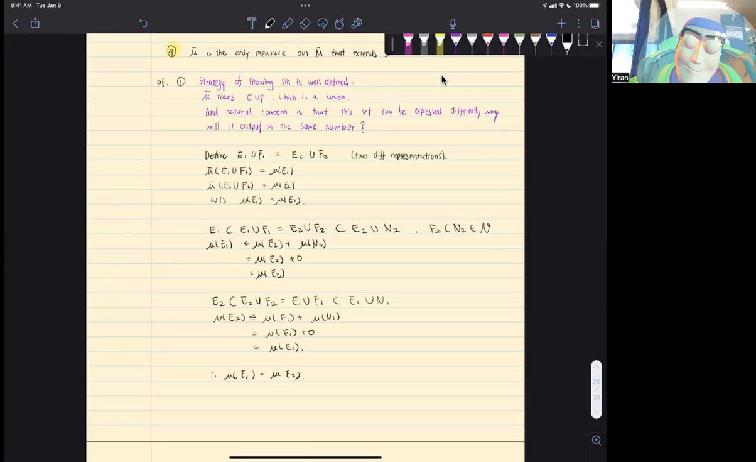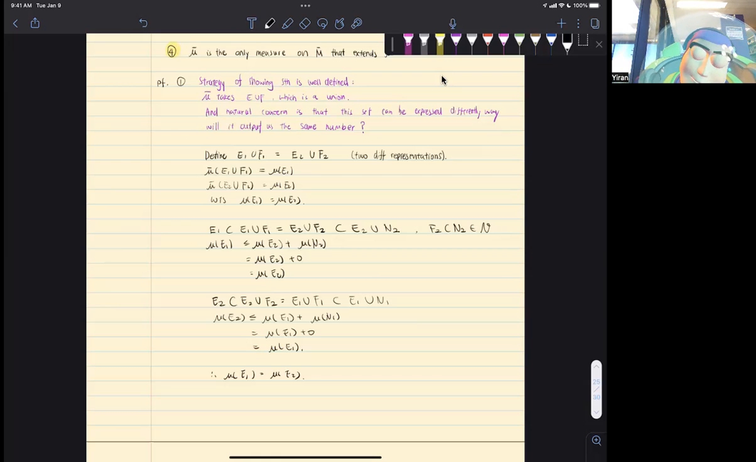This is because we used the definition of mu bar. So it's like we're trying to prove if this is good or bad. But in the process of proving this, we use the tool we just created. So that's not valid. It's kind of like we prove, but we use the tool that needs to be proved. So instead, let's try to show.